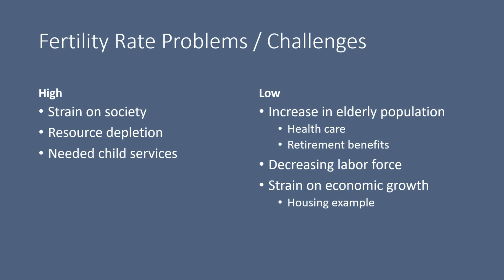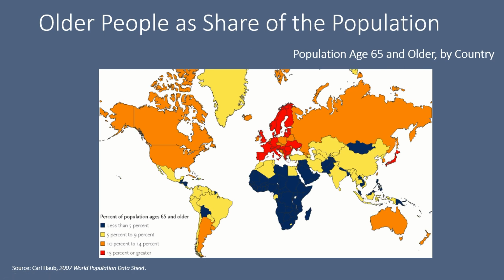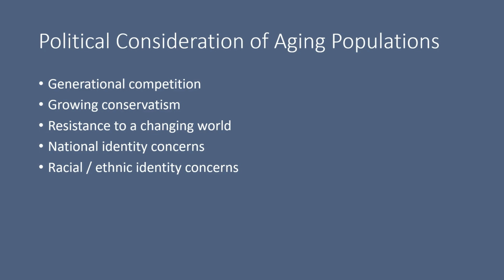You could look at generally the challenges and the problems with different fertility rates, whether they be high or low, as a research topic. You could focus on children and study, for example, malnutrition with children. That's related to different demographic factors like fertility. You could look at the elderly population and see how that changes society. Societies that are much older tend to be more conservative, and conservatives tend to resist change.